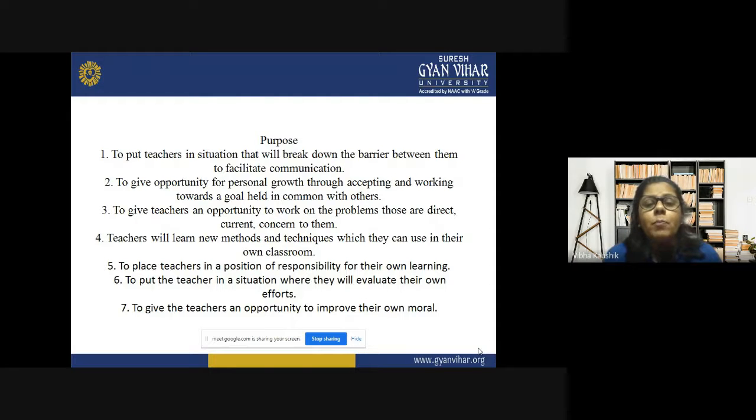To give an opportunity for personal growth means workshops give teachers an opportunity for their personal improvement through accepting and working towards a goal held in common with others. Now, the third one is to give teachers an opportunity to work on the problems. Giving an opportunity to whom? To the teachers, so that they can work on the different problems and issues that are directly concerned with the current situation and related to them.